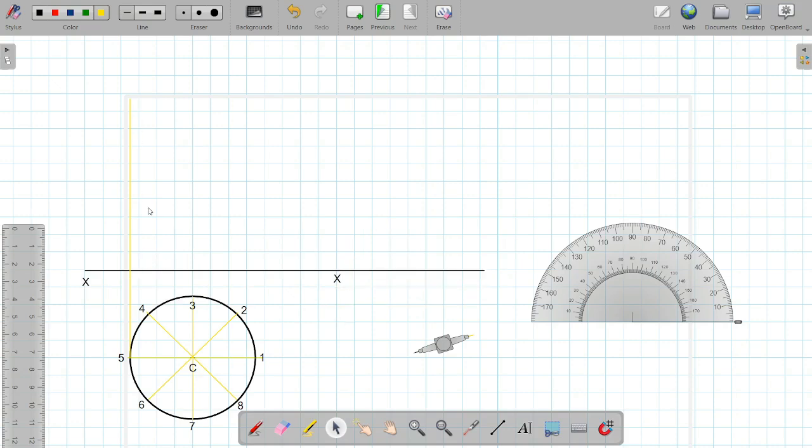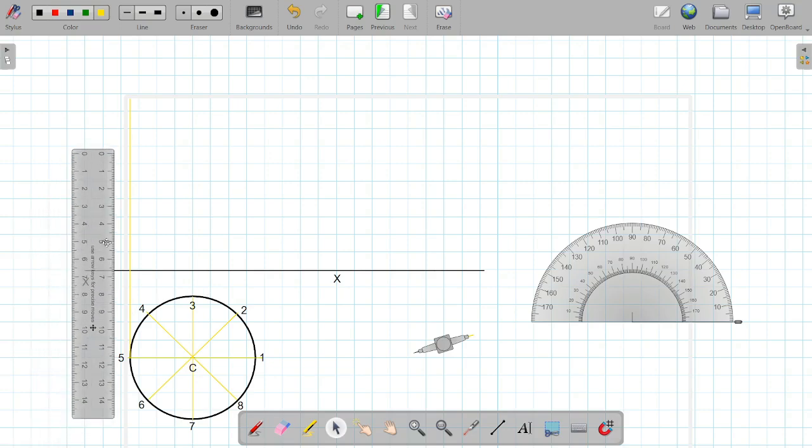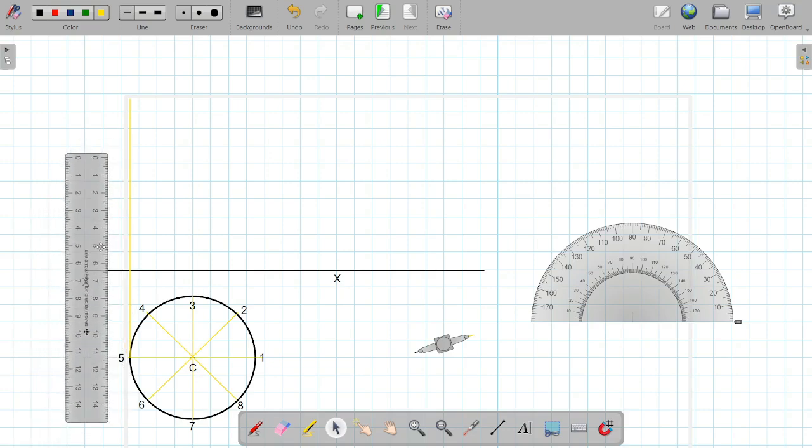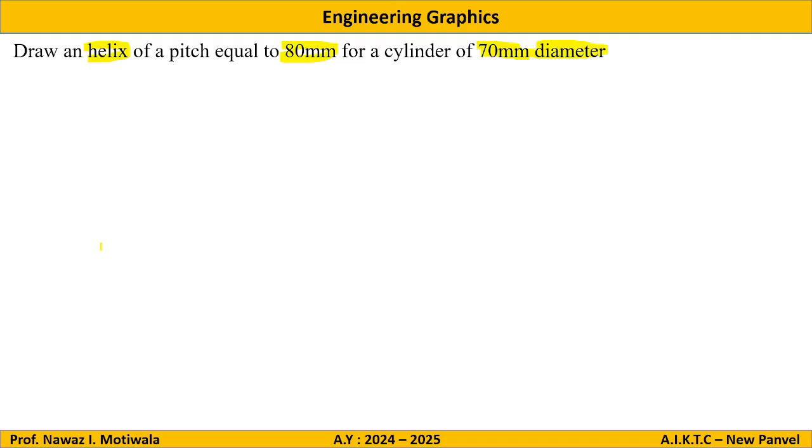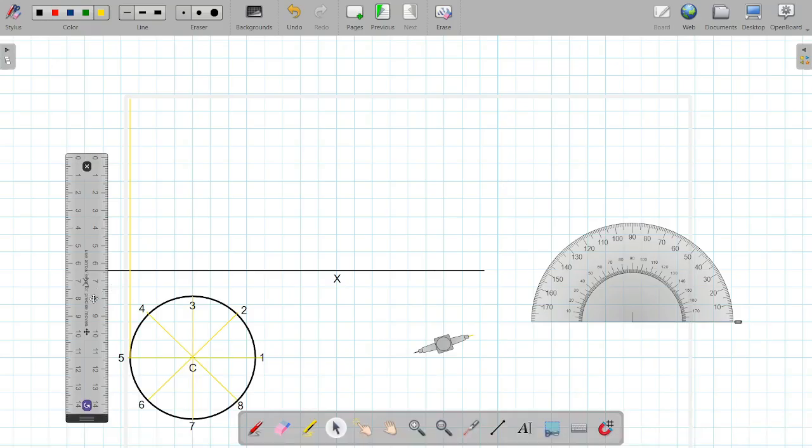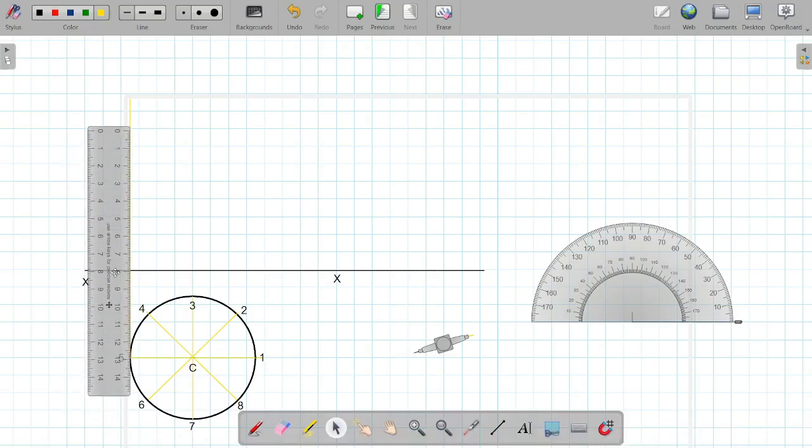So on this projector above XY line, you have to measure the pitch of the circle. So the pitch of the circle was given to be 80 mm. Here it is given, draw a helix of pitch equal to 80 mm. So we will measure 80 mm from XY line. So you can see here on the screen, I am measuring 80 mm on this projector above XY line. So I will make it dark.